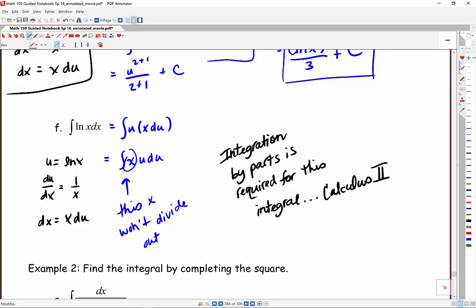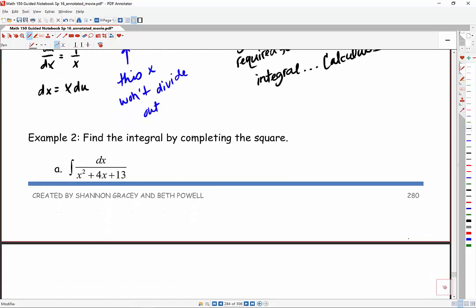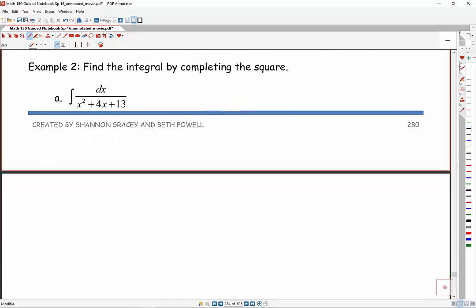Okay, so now let's look at some techniques that we can use. So for this guy, again, it's always good to sort of visualize a u substitution. But do you notice that here, if you said u is x squared plus 4x plus 13, your du dx would be 2x plus 4, and we don't have that, right? If it was just the constant, we could do something, but it's not.